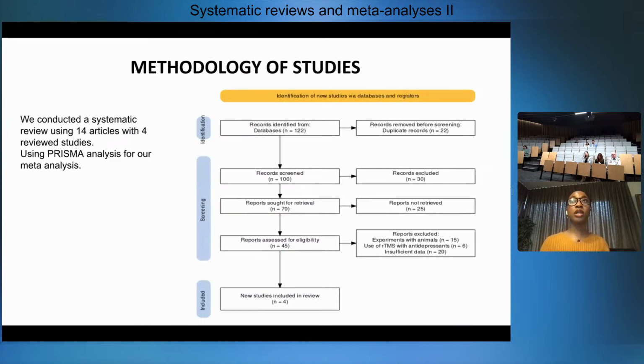For our studies, we use the PRISMA analysis to conduct both a systematic review and a meta-analysis. We use various databases like PubMed, BioMed Journal, Embase, and Scopus as well for this study. We had a total of 122 records and 115 patients. These records were then revised, and we excluded records that had duplicates, records that were done with experiments on animals, use of rTMS in treatment of postpartum depression but with the use of antidepressants as well, and then insufficient data, leaving us with 4 main studies for our review and also for our meta-analysis.